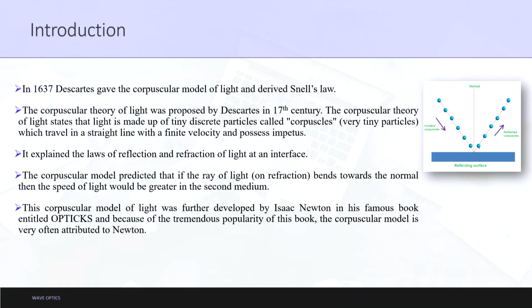Using this particle theory of light, he explained the laws of reflection and refraction. But one of the claims he included was that on refraction from medium 1 to medium 2, if the light bends towards the normal, the velocity in the second medium is greater than in the first medium, which is not in line with the real-life scenario. Hence, the wave theory of light came into the picture.